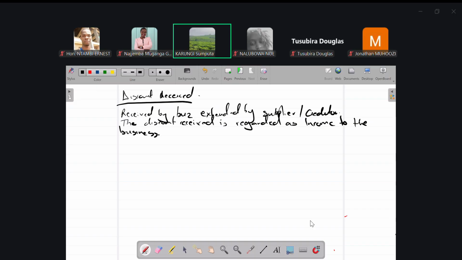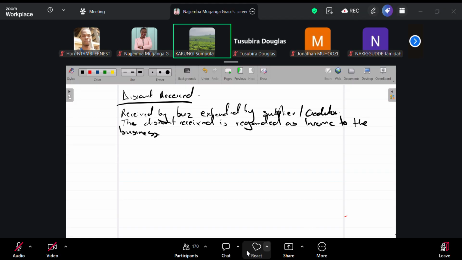I think it is because, for example, if a business had purchased goods of 500,000 and they receive a discount of like 100,000, it means instead of spending 500, they are instead going to spend 400. So it's like they are remaining with that 100 which they were to spend.